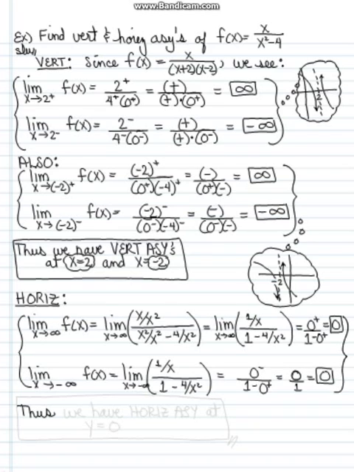Thus, we have a horizontal asymptote at y equals 0. So go back and read note 90 and see where these things came from.